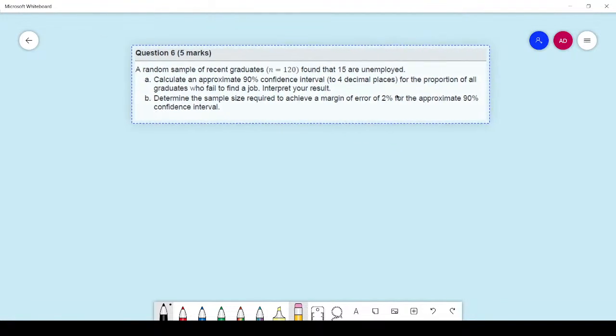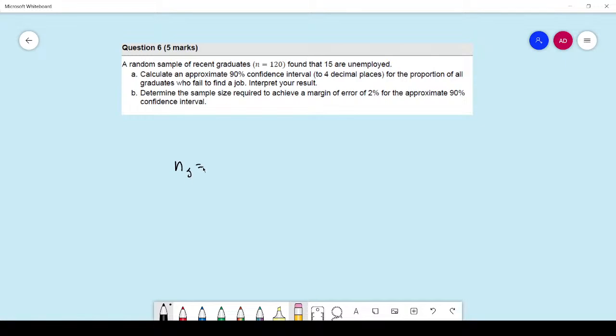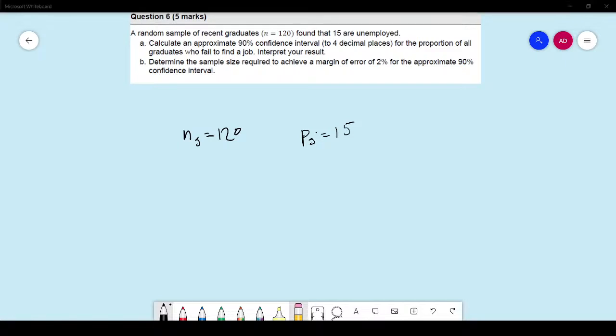Question 6. A random sample of recent graduates. Alright, so n for the sample equals 120. Found that 15 are unemployed. Calculate a 90% confidence interval. So this is a sample proportion question, so we're going to look for your standard deviation and then z-scores or z-tables, and we'll use this formula here, and that should give us our confidence interval.